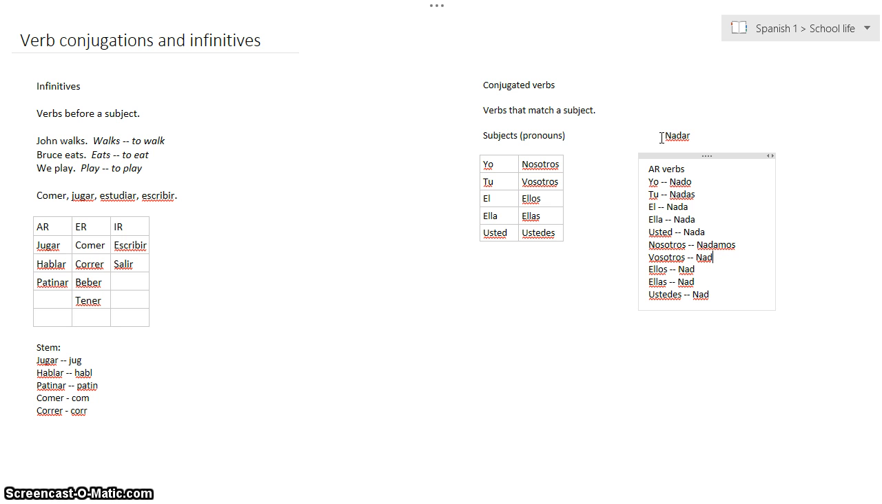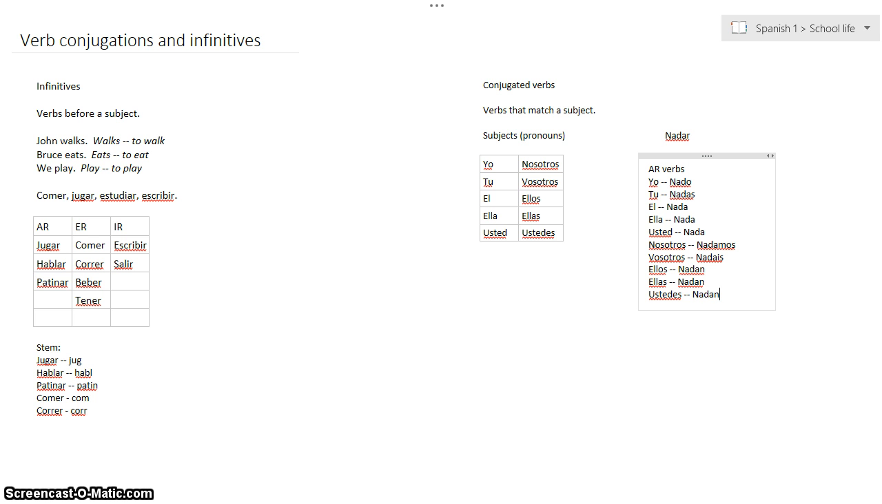For nosotros forms, we're going to add amos. So we have nadamos. For vosotros form, we're going to add ais. There should be an accent over the A. Nadáis. Ellos, ellas, ustedes, we're going to add an. So we have ellos, ellas, ustedes, nadan.